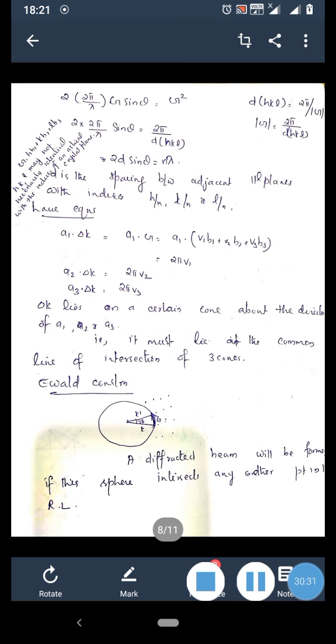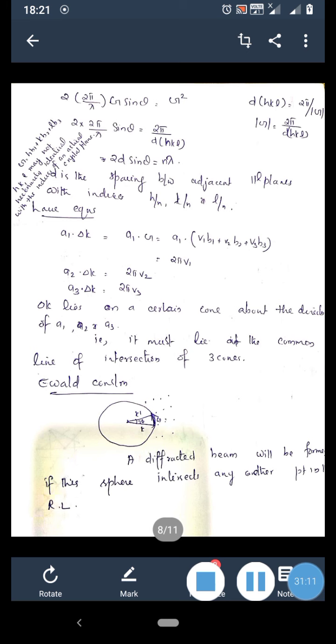Suppose that circle passes through any other reciprocal lattice point; then you can mark that point, and from the origin you can draw the second k vector, k dash, such that the relation between k and k dash is k plus g equals k dash, or as already mentioned, delta k is equal to g. The diffracted beam will be formed if this sphere intersects any other point in the reciprocal lattice.